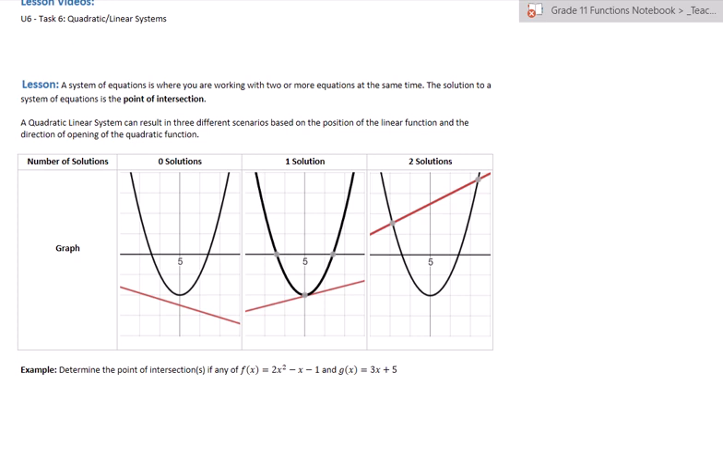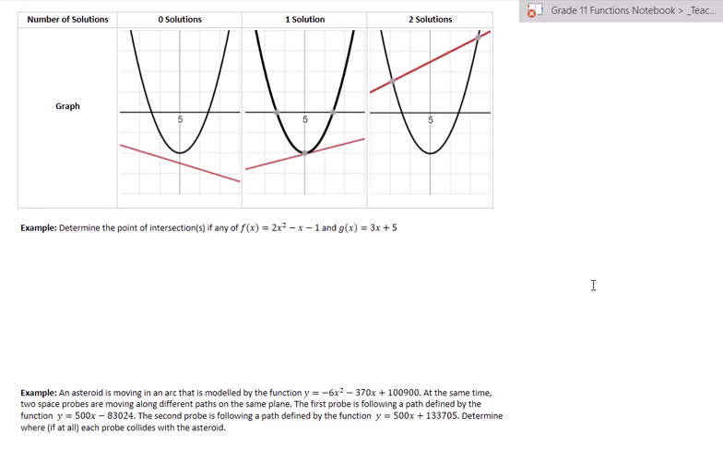So, for the first example, we're going to determine the points of intersection, if any, of f of x equals 2x squared minus x minus 1, and g of x equals 3x plus 5. So to look for points of intersection, you need to set your equations equal to each other. So we're going to take f of x equal to g of x. And that's going to give us 2x squared minus x minus 1 equal to 3x plus 5. And then we're going to solve for x.